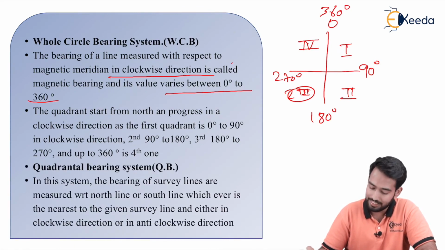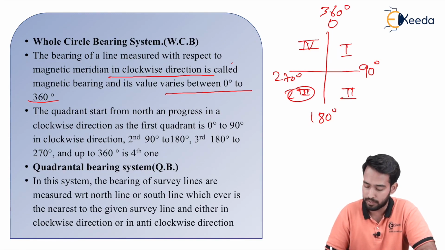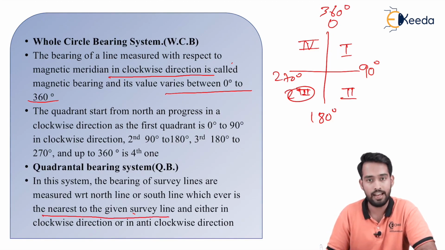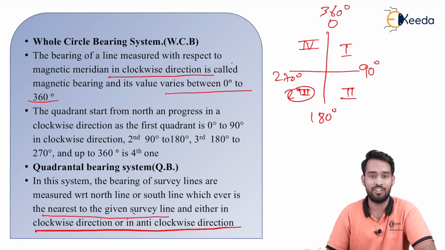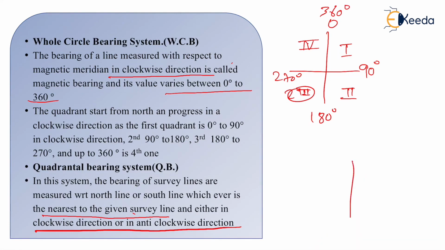While talking about quadrantal bearing, in this system the bearing of survey lines are measured with respect to north line or south line, whichever is nearest to your given survey line, and either in the clockwise direction or anti-clockwise direction. So in quadrantal bearing we can calculate angle with respect to north or south in clockwise direction as well as in anti-clockwise direction, depending upon the position of your line.